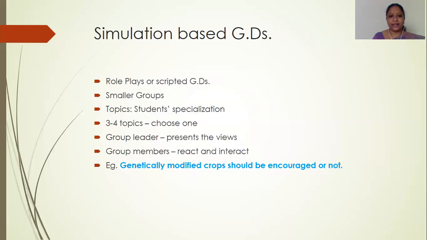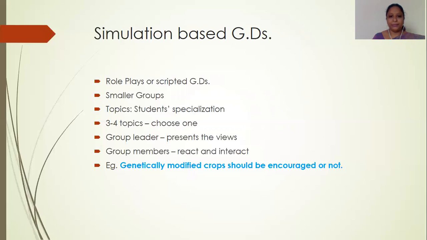So it's not like a leader who is designated particularly, but anyone who is interested, who is ready to take the initiative, they would present the views on that topic and the group members react and interact to it. So group leader acts as a moderator over here. She or he just presents the views in front of the group members. For example, genetically modified crops should be encouraged or not.